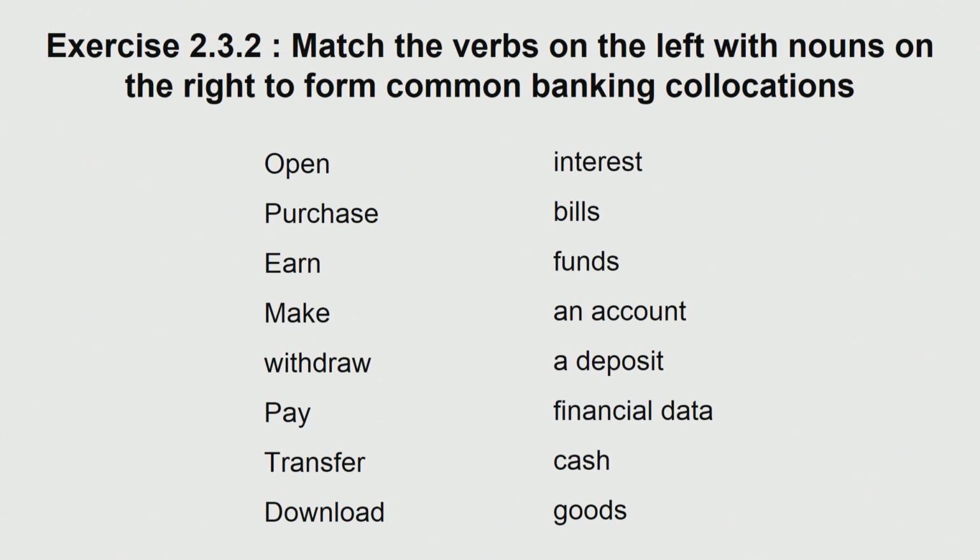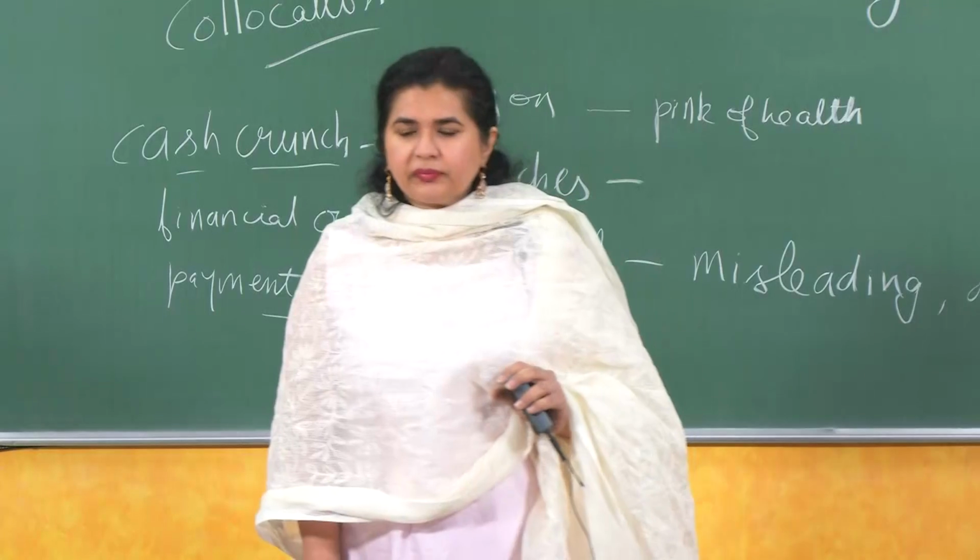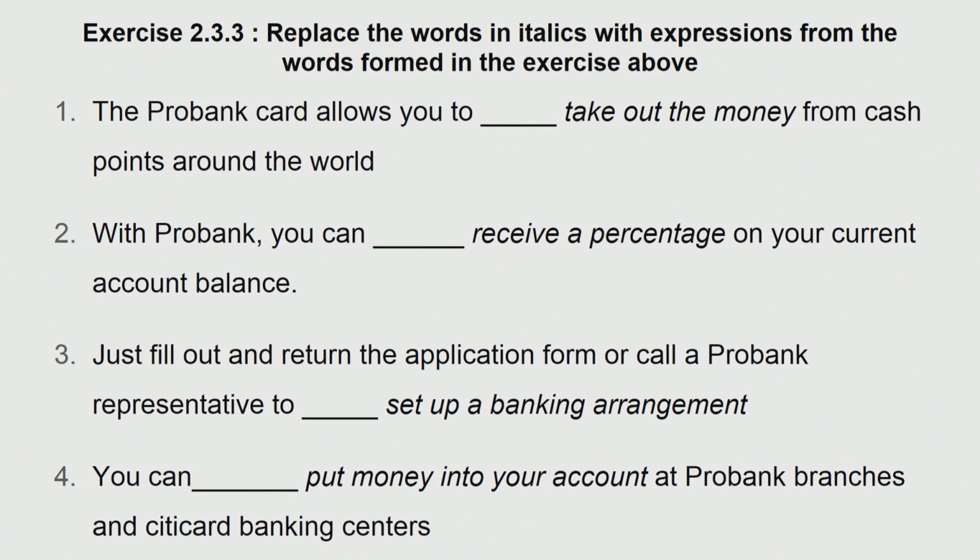So, see how you collocate different words. You pay bills, you earn interest. Look at the second exercise for this. Replace the words in italics with expressions from the words which you have already formed in the previous exercise, in the exercise above, that is the previous exercises.